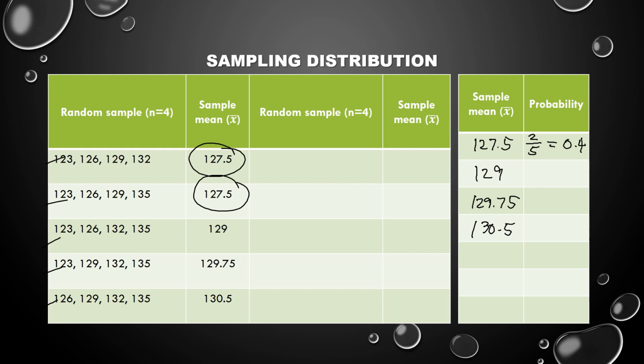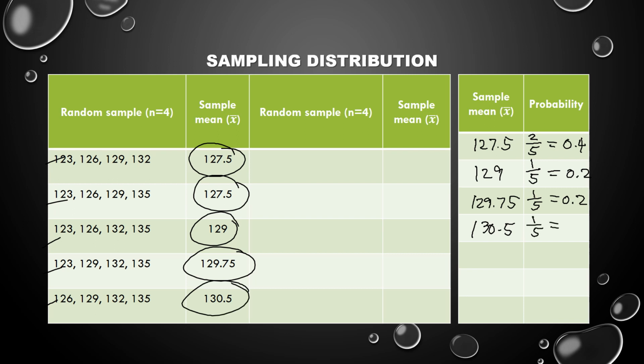Next, we have 129 counting. There is only 1. So this is now 1 out of 5 or 1 over 5. That is equal to 0.2. Next one, we have 129.75. That is only 1. So we have again 1 out of 5 or this is equal to 0.2. And lastly, we have 130.5. This is again 1 over 5 which is equal to 0.2.